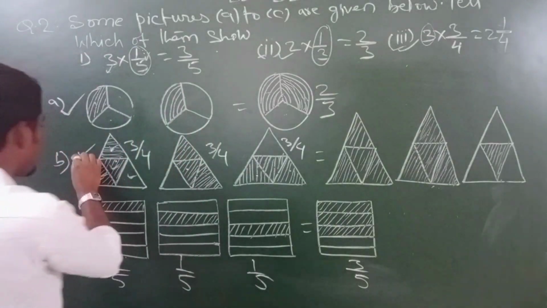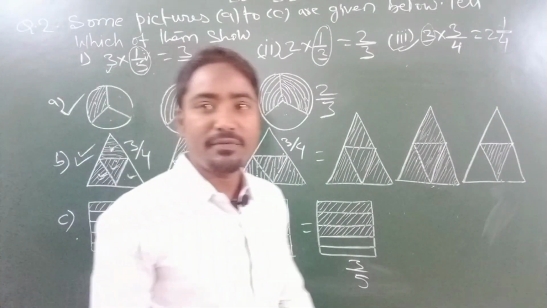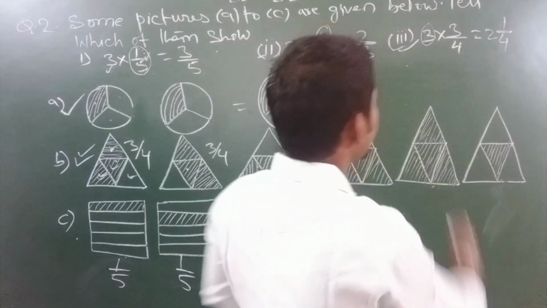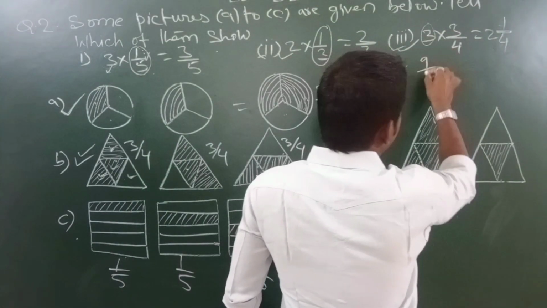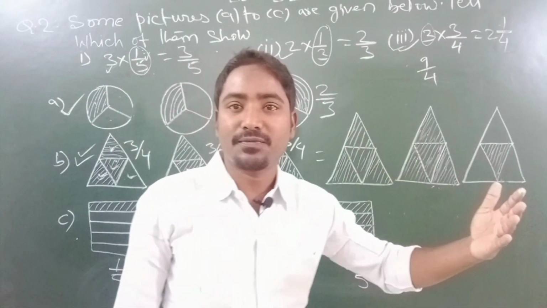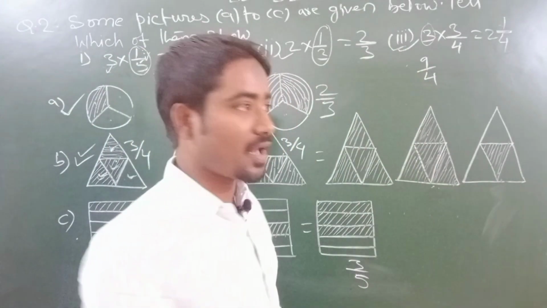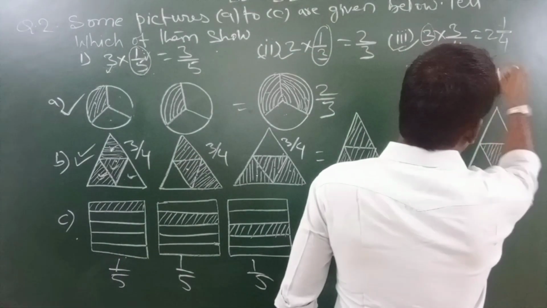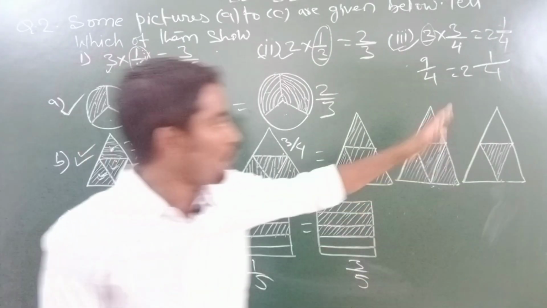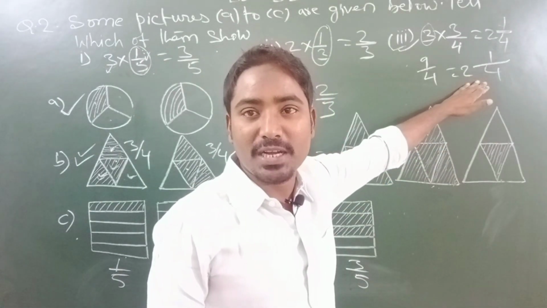Hence we conclude that this third segment is represented by B. Now we will see the result. If you multiply this, here you will get 3 threes are 9, and here you will get 4 into 1 is 4. Now if you convert this fraction into a mixed fraction, how much will you get? You know, 4 twos are 8 and 1 more makes 9. So 2 and 1 upon 4. What is this representing after multiplication, students?